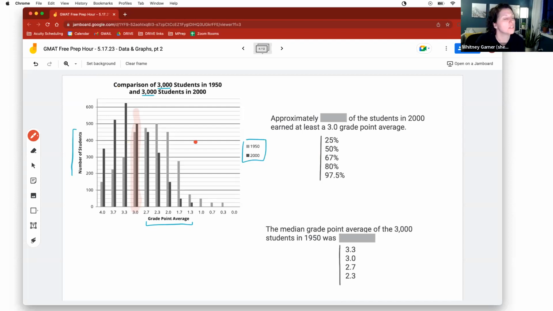Great. So we'll start with the first one. Approximately blank, I'm going to click its percentages. So approximately what percent of the students in 2000 earned at least a 3.0 GPA? So we're going to use this same column, but we're also going to say at least. So that's here, here, here, and here. So these are my folks in 2000.